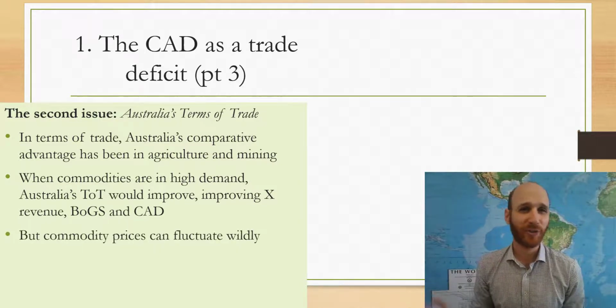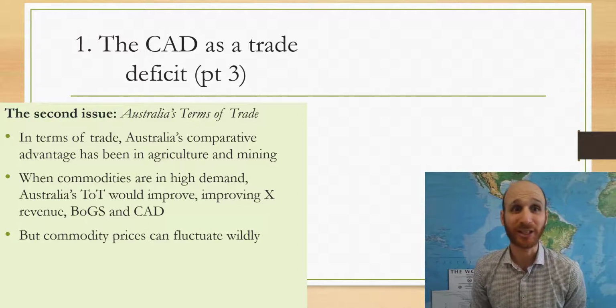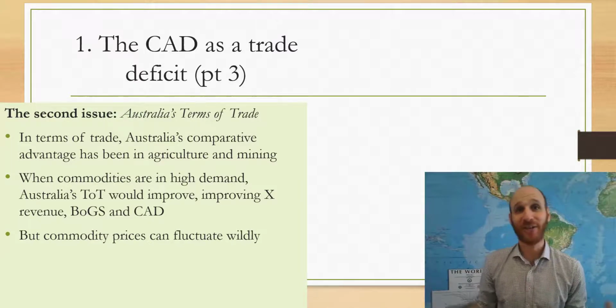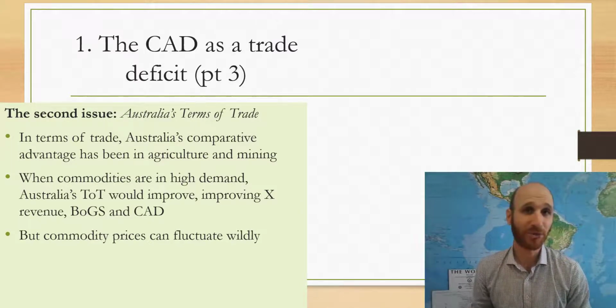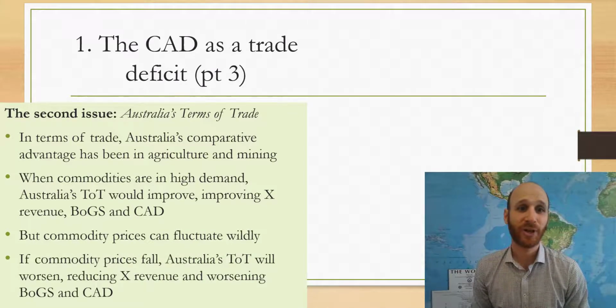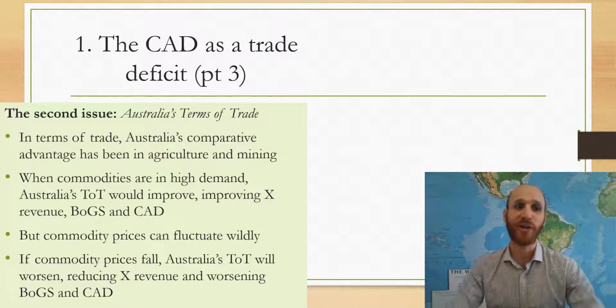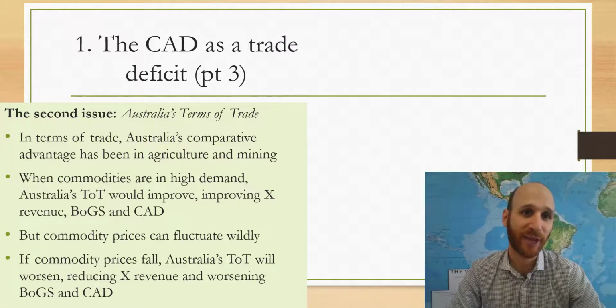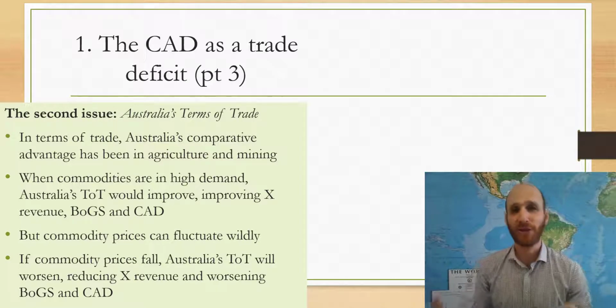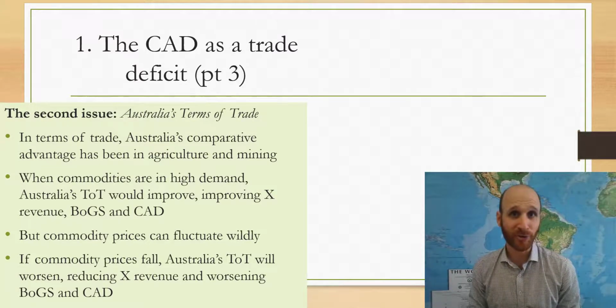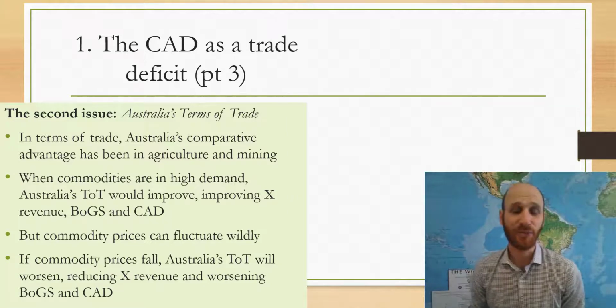But commodity prices can fluctuate wildly. They can go up, they can go down, they can go up by a lot, they can crash by an enormous amount. If commodity prices fall, Australia's terms of trade will deteriorate, reducing export revenue and worsening BOGS and the CAD. So if Australia's terms of trade turns unfavourable, then that's going to affect BOGS and CAD in a negative way.